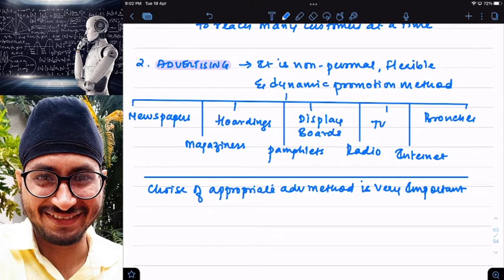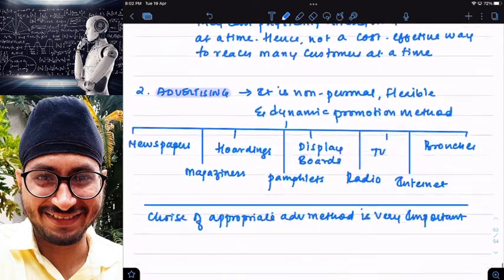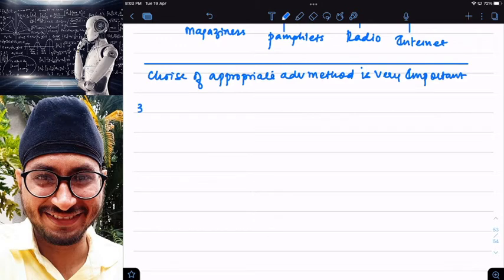So, modern marketing techniques: we have covered two techniques. One is personal selling, the second one is advertisement. The third type of modern marketing technique is publicity.